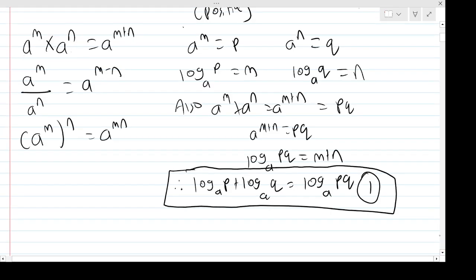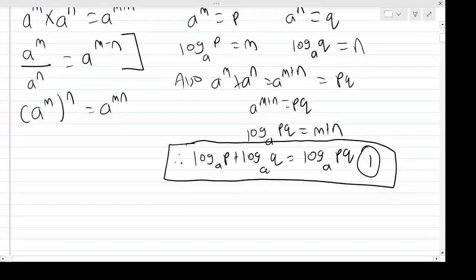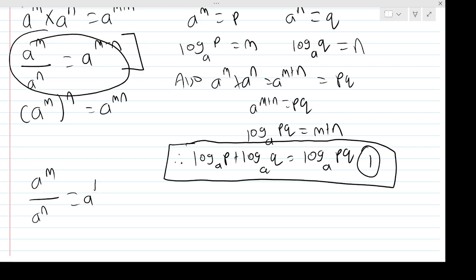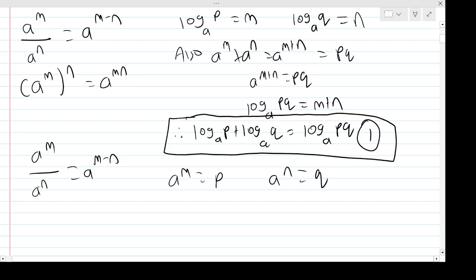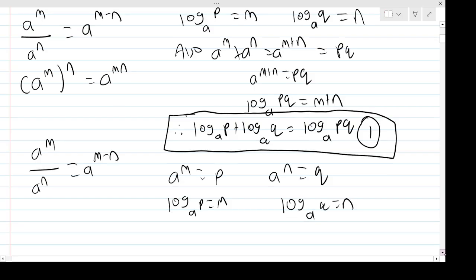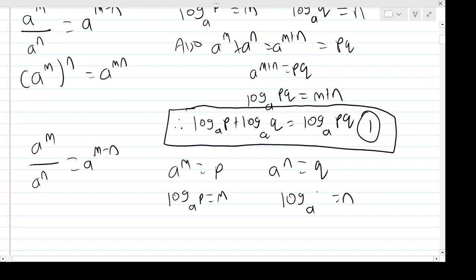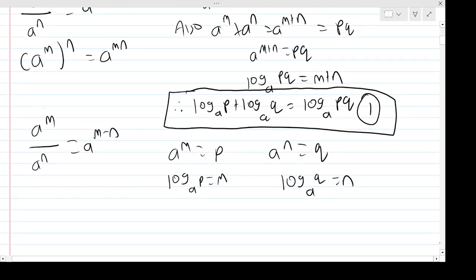Now the second one we're going to prove is based on the second power law, where a to the m divided by a to the n is a to the m minus n. Again, we say that a to the m is p, and a to the n is some number q. So we can take logs to say that log base a of p is equal to m, and log base a of q is equal to n. Again, remember my logs give me my power. So what we're going to do then is divide.